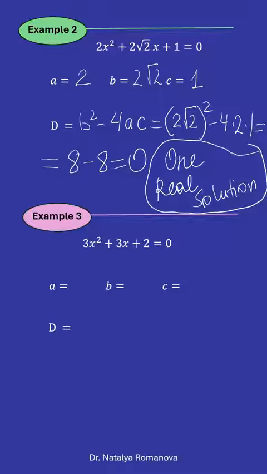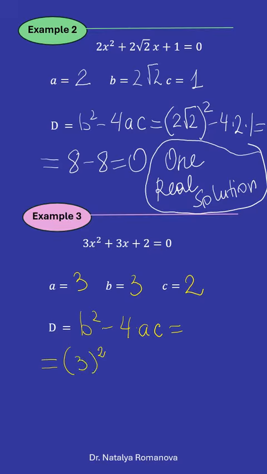The third example. The given quadratic equation has coefficient of x squared equals 3, coefficient of x equals 3, c equals 2. Discriminant b squared minus 4 times a times c. So b squared, it is 3 squared for our given example, minus 4 times 3 times 2 equals 9 minus 24, answer negative 15.